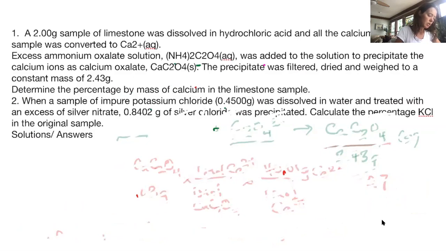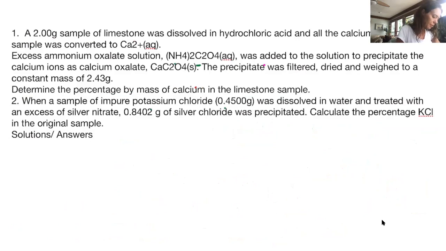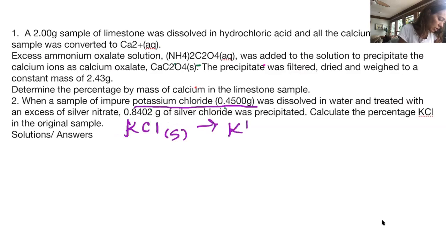Okay, so next problem, let's figure out what's going on here. We have a sample of impure potassium chloride. Impure, it's not pure, something else is in there. We dissolved the potassium chloride in water, which gives us the potassium ion and the chloride ion. Remember, anything group 1A dissociates. If you don't recall, when an ionic compound dissolves in water, it dissociates into its ions.